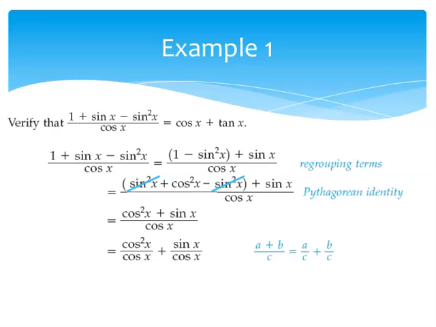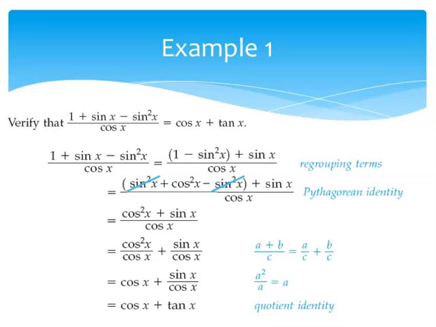Okay, and then let's see, cosine squared over cosine is equal to cosine. That's good. That's the first term we have. And then the second part, sine over cosine, is equal to tangent, right? That's the quotient identity. So that is equal to tangent of x, and now you can see that at the end, we've gotten the right-hand side.